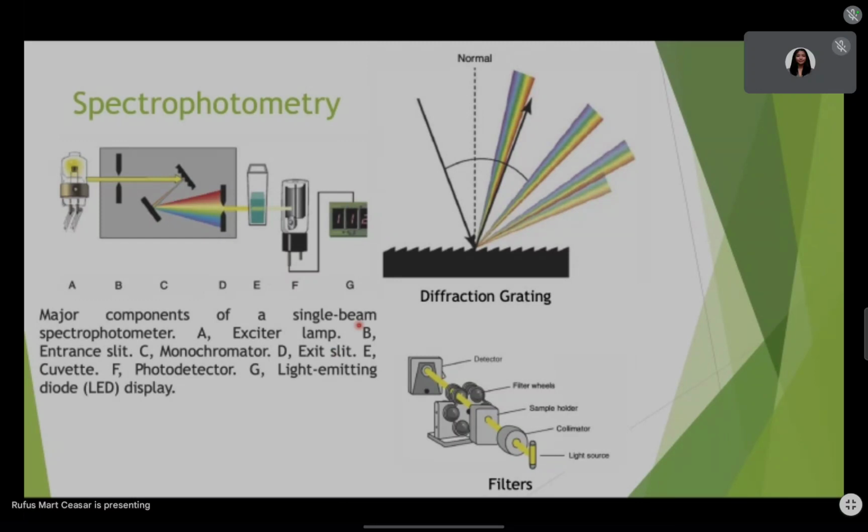So light source, base dapat sa naaralan natin sa analytical instrumentation na subject. Hindi ko alam kung anong subject yun sa inyo. Sa amin, meron kaming instrumentation na analytical chemistry.